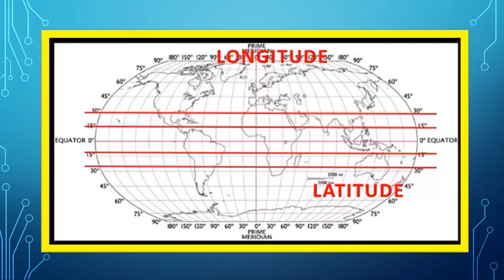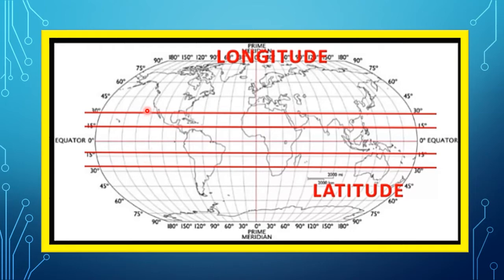Now children, all of you know what latitudes are. They are imaginary lines drawn on the earth's surface. Okay, and they are horizontal lines. You can see these red lines that you see are horizontal lines, and the vertical lines are longitudes.